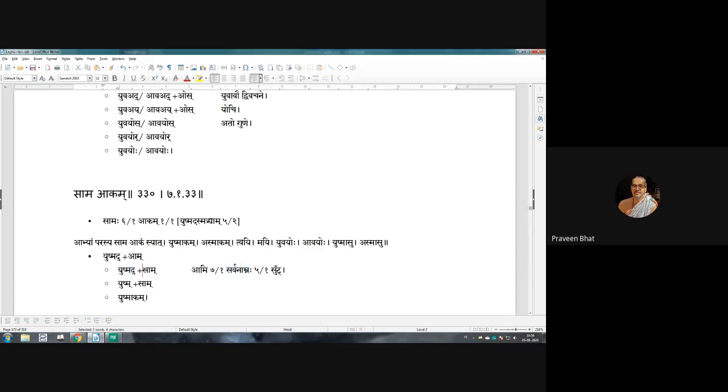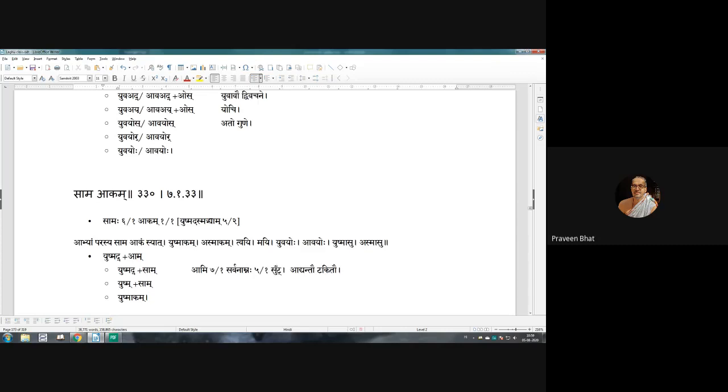Therefore, Sam will become Aam. Aam will become the Sthani. And then Aam will take Sut. Where will Sut go? Adyantau Takitau. Takitau. So if it is Tith, it will go to Adi. Being Tith, Sut will go to the Adi.